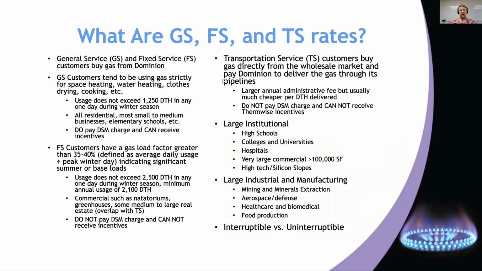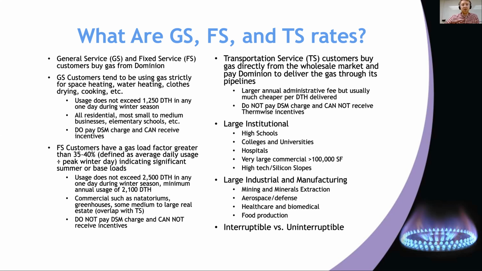So what are GS, FS, and TS rate schedules from Dominion? I know that's something you're all probably wanting to know. General service and fixed service are alike. Transportation service is different. GS and FS customers both buy the natural gas from Dominion directly. GS customers are a smaller group in terms of overall use. They have a cap on how much they use during the winter season. GS customers tend to be all residential, almost all small to medium businesses, a lot of elementary schools. GS customers do pay a demand side management charge and can receive incentives. Unfortunately, these other two classes do not pay that charge, and they cannot receive incentives.